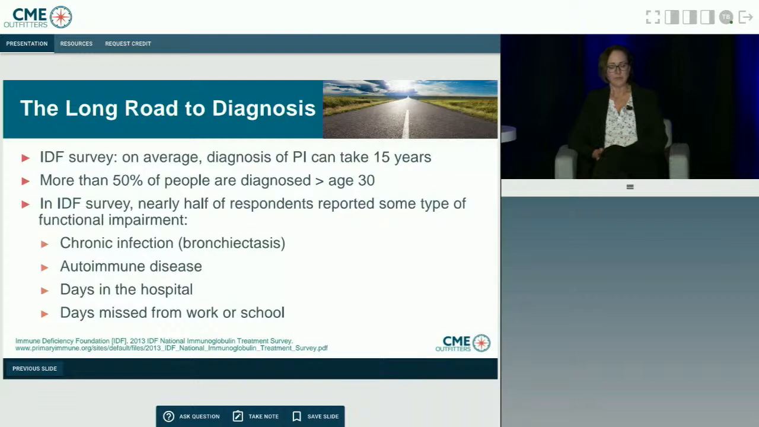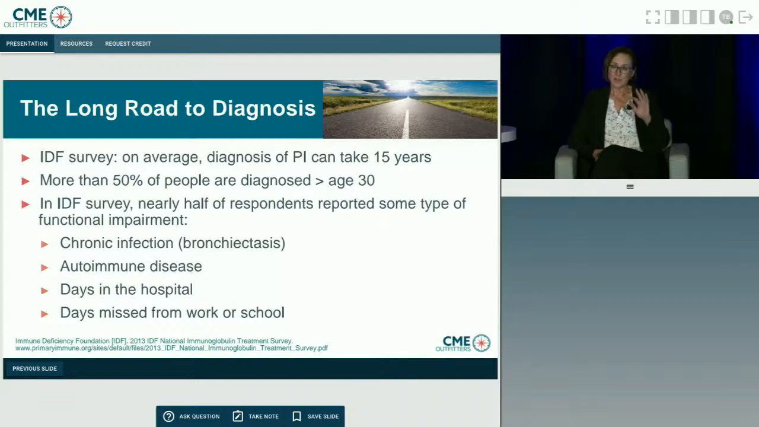So like Dr. Paris said, on average it's 15 years to diagnosis from first presentation of symptoms. More than 50% of people who receive a primary immunodeficiency diagnosis are diagnosed over age 30. This is an inborn error of immunity in most cases. So this is a 30-year delay in diagnosis, in my opinion.